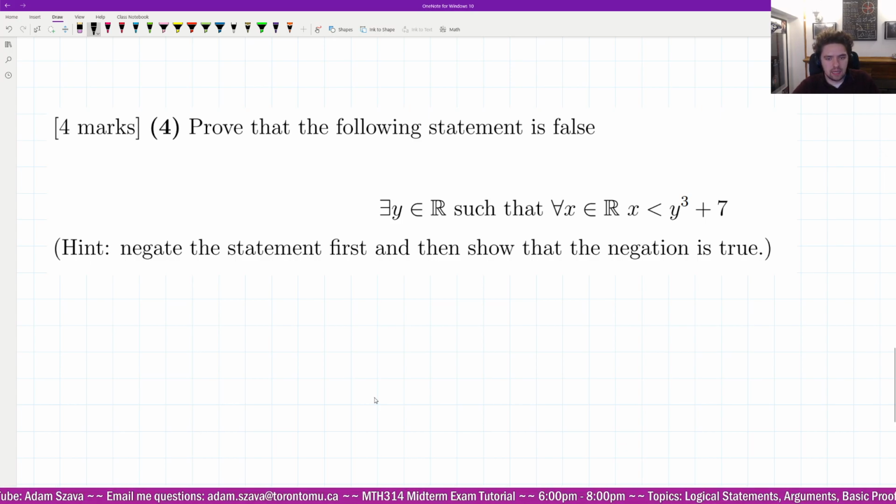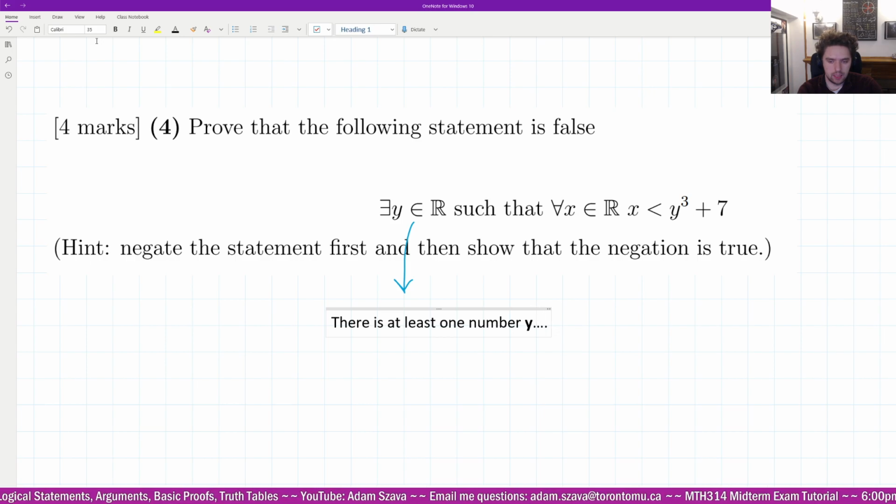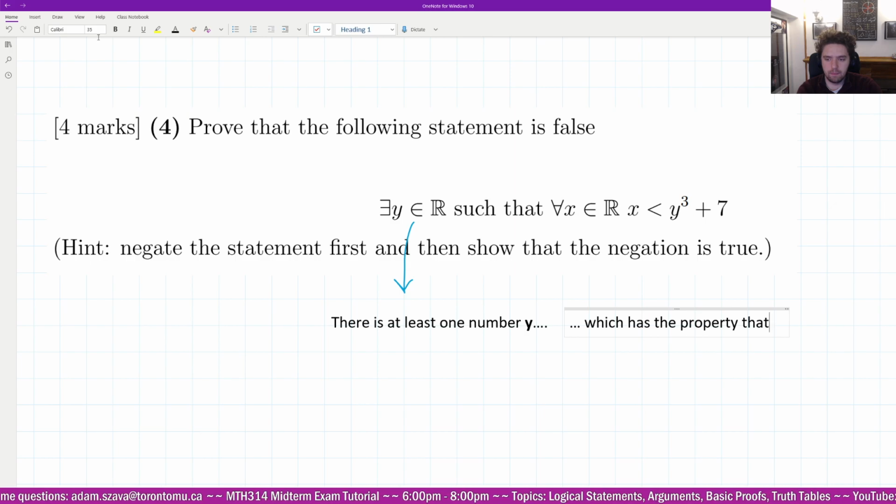Okay, so let's get into it. So what's the statement? There exists a real number. Again, I'll just translate to English. I just find that kind of fun, so hopefully it's helpful as well. There is at least one number y that has the property that the inequality x squared minus x is less than y cubed plus 7 is true for all x.